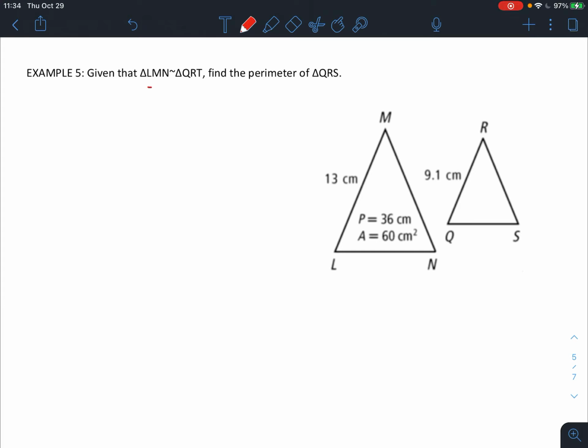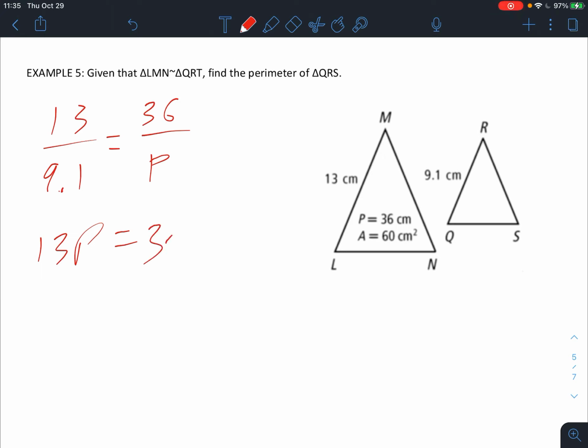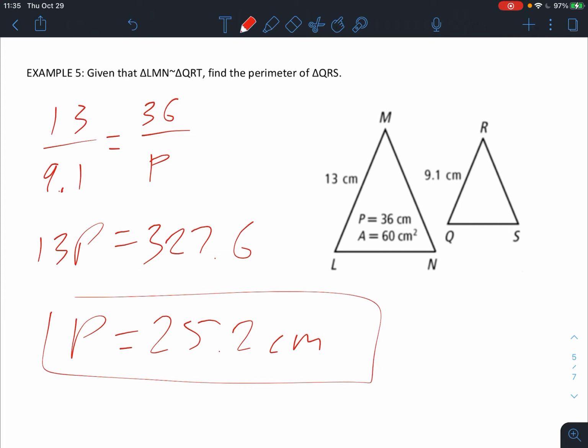If the triangles are similar, we see LM and QR are both in the first two spots there. So I know my ratio is 13 to 9.1. I know the perimeter of the 13 triangle is 36. I don't know the perimeter of the other triangle, so we'll call that P for perimeter. There's our proportion. Cross multiply, we get 13P equals 327.6. Divide that by 13. Our perimeter is 25.2 centimeters.